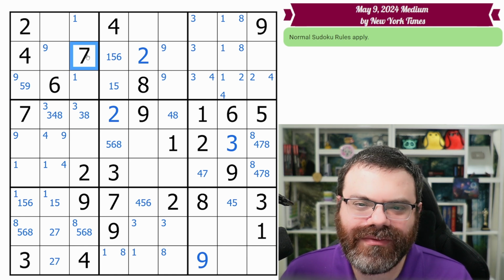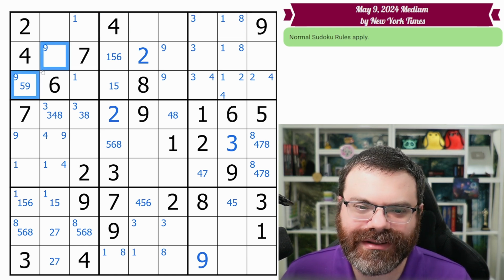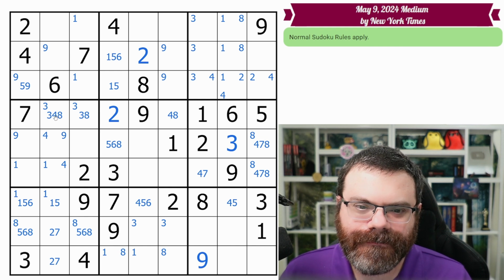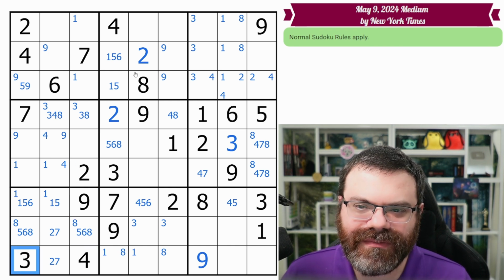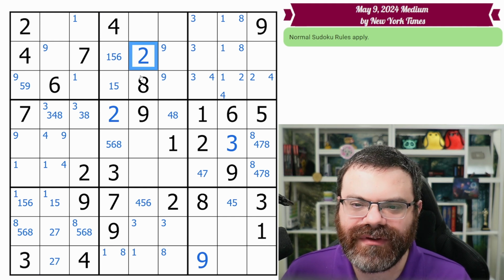So we're not going to get anything else out of this row because the 4 and 9 are already taken care of in this box. Also, this 2, 4, 9 is not going to help. The only thing that could possibly help is this 3, but there's not a 3 over here. So we know it's safe to move on.